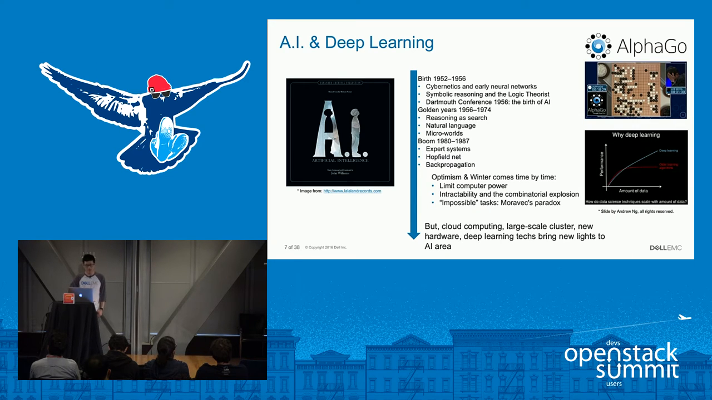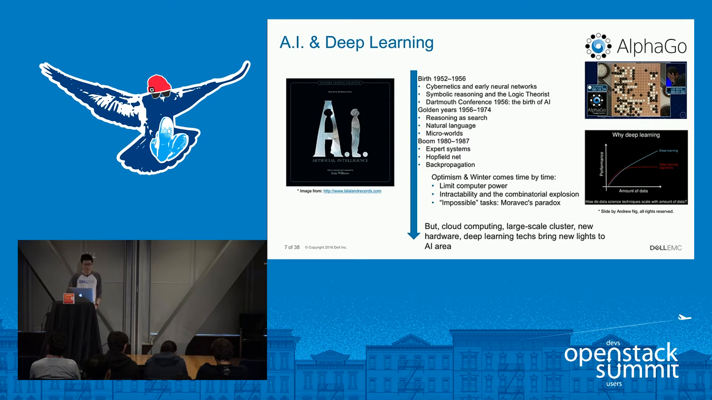But currently, after 20 years of development, the AI topic has suddenly become hot again, like in these few years after 2010. So AI has come again. That is because of other topics, not just machine learning: cloud computing, large scale clusters, and new hardware. It seems the limitation caused by compute capability has been partially solved. So AI is hot again.